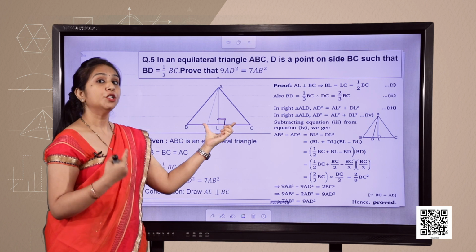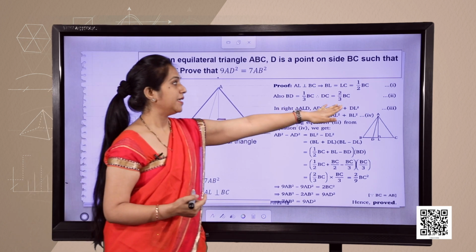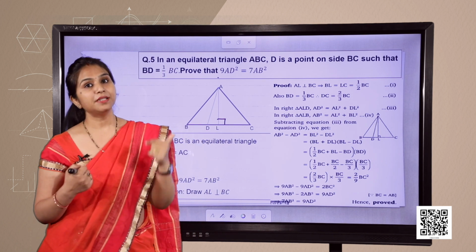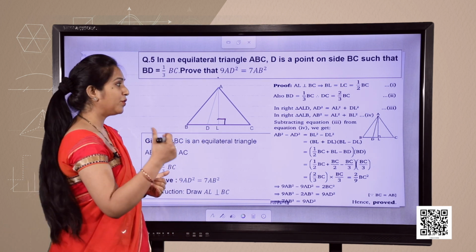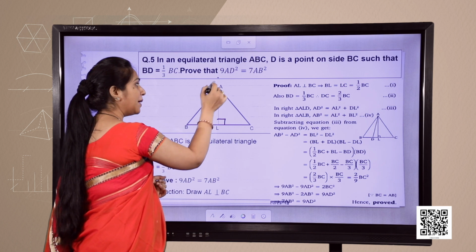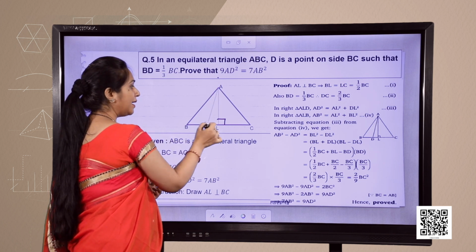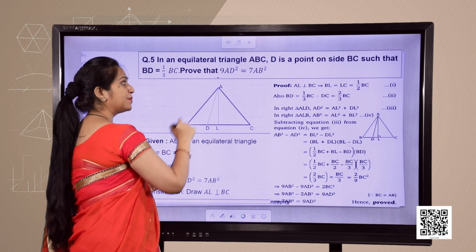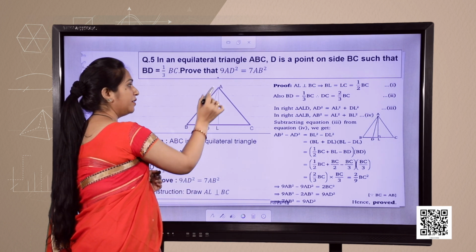This will be 2/3 of BC. So, this is equation number 1, this is equation number 2. Now, remember this question in steps only. You can see first I am going to apply Pythagoras property in triangle ALD, this small one, right, and after this I am going to apply Pythagoras property in triangle ALB one by one.